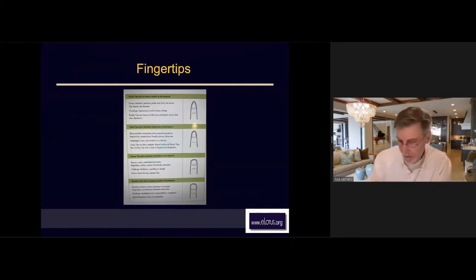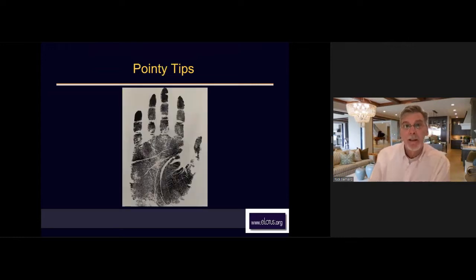Okay, let's keep going here. So you can kind of take a look and get a feel for what these tips look like. You can tell that they're obviously more pointy. And again, those are going to be people that tend to be more idealistic, spiritual oriented. These are very, very pointy tips.